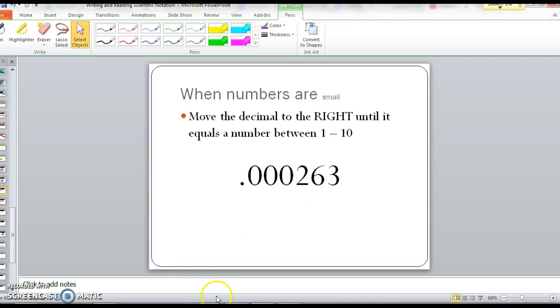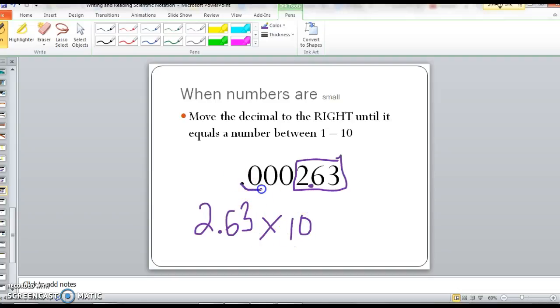Here's our third example. I'm going to look at all the zeros. Here's my first number other than 0. I'm going to put my decimal point. You can also box this number. So 2.63 times 10 to the 1, 2, 3, negative 4th power.